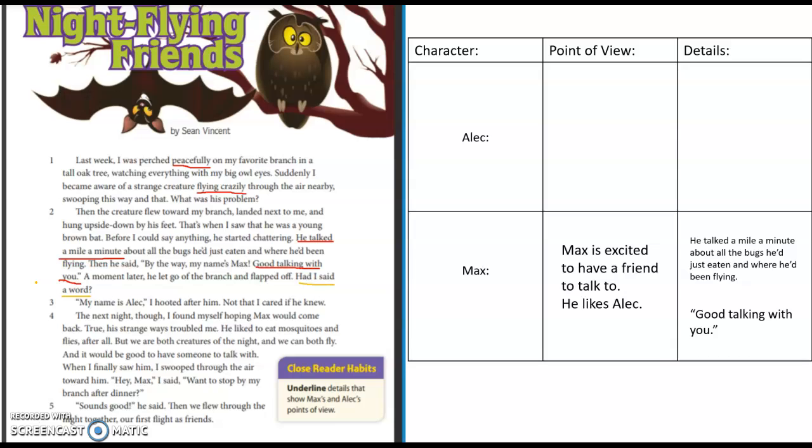So we know that Max right away likes Alec. Alec felt a little differently at the beginning. You're going to be looking at this story on your own and answering a couple questions about Max and Alec's point of view. On Thursday, you'll do some writing to talk about how Alec changed his point of view from the beginning of the story to the end.